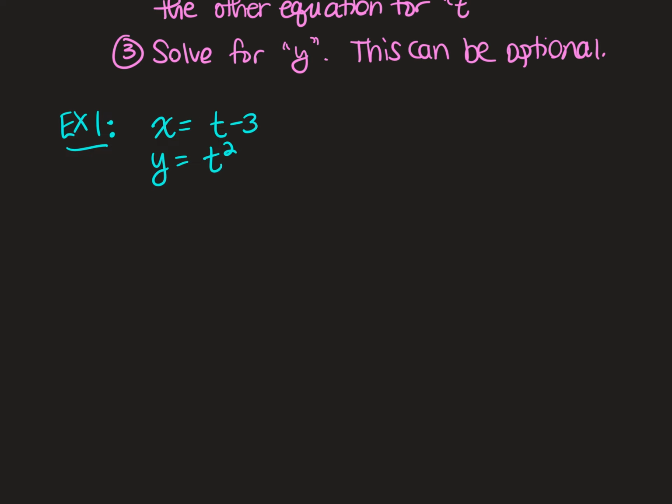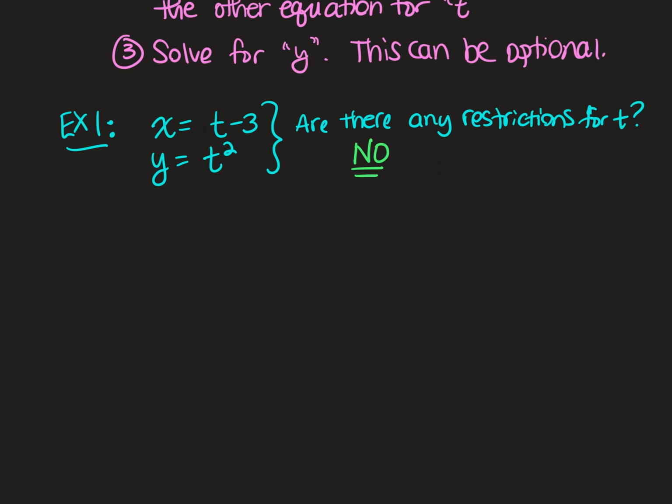Okay, so here are our parametric equations. As we saw in 7.4, we could graph these by creating a table and plugging in some values for t to get a value for x and a value for y. What I want to think about before I get started is, are there any restrictions for t? And in this case, there's not. That's mostly because anything you plug in for t, you will get an output for. You can subtract 3 from any number, and you can square any number. So for our intents and purposes, this one is no.